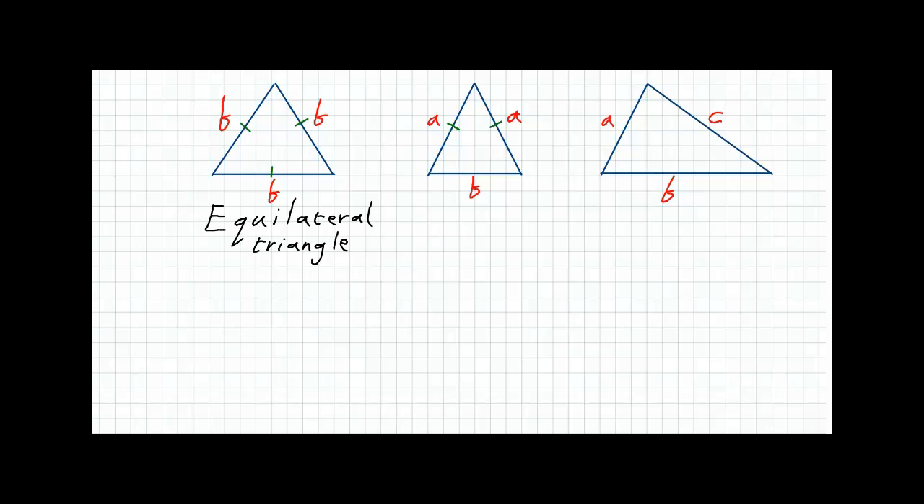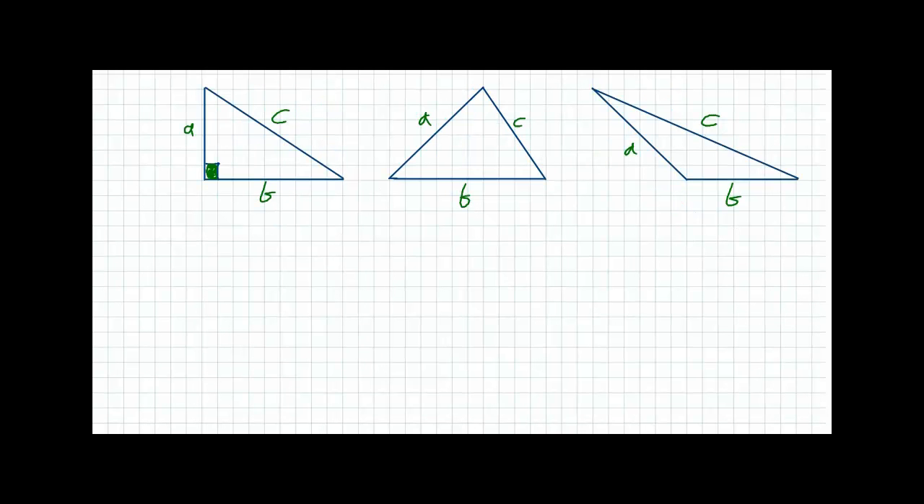And if only two sides are equal, we call it an isosceles triangle. And if all three sides are different, we call this triangle a scalene triangle. There is another way to name a triangle with respect to its angles. Let us see the other way of classifying triangles.